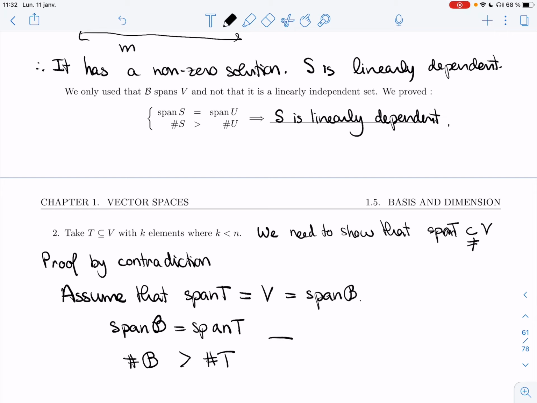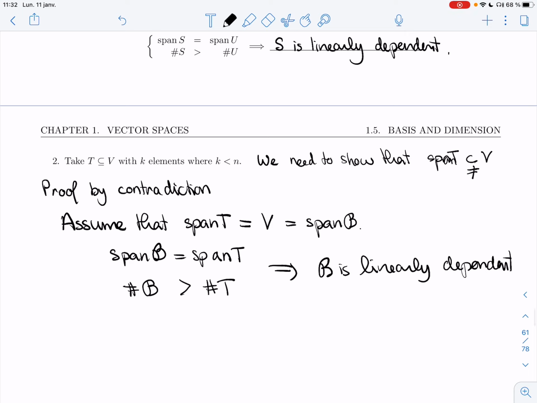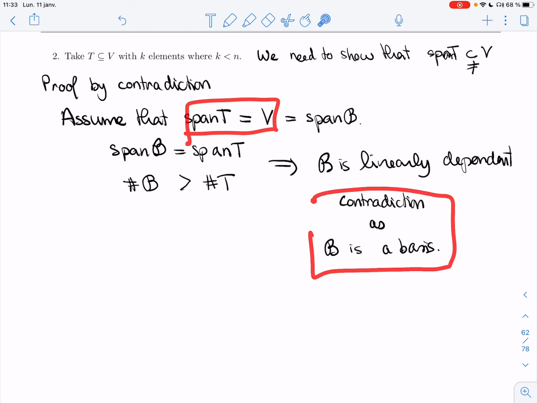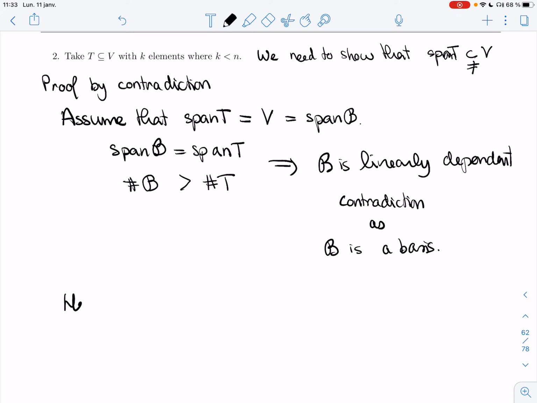And so B is linearly dependent. But that's a contradiction because B is a basis. All right, so if we assume that span of T is V, we get a contradiction. And so span of T is inside V, but not equal.